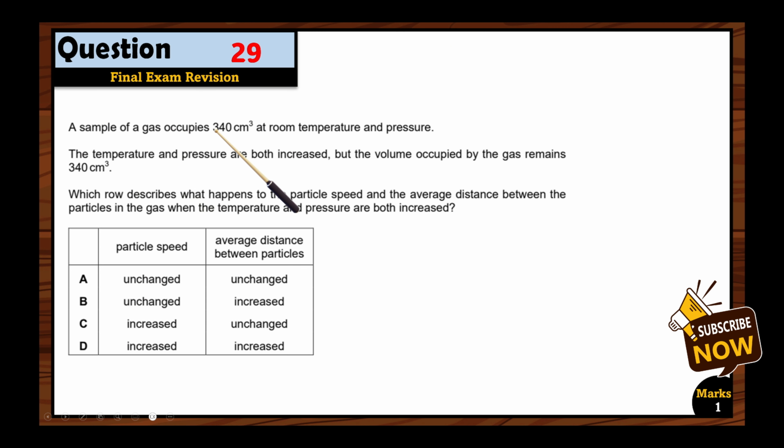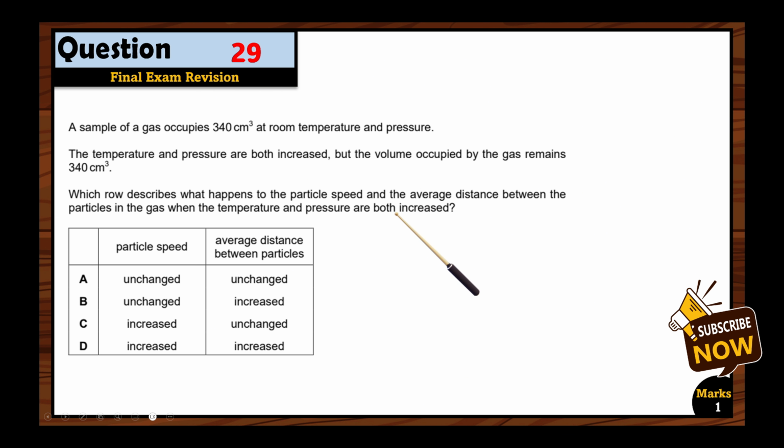Question number 29. A sample of a gas occupies 340 centimeter cube at room temperature and pressure. The temperature and pressure are both increased, but the volume occupied by the gas remains 340. Which will describe what happens to the particle speed and the average distance between the particles in the gas when the temperature and the pressure are both increased?